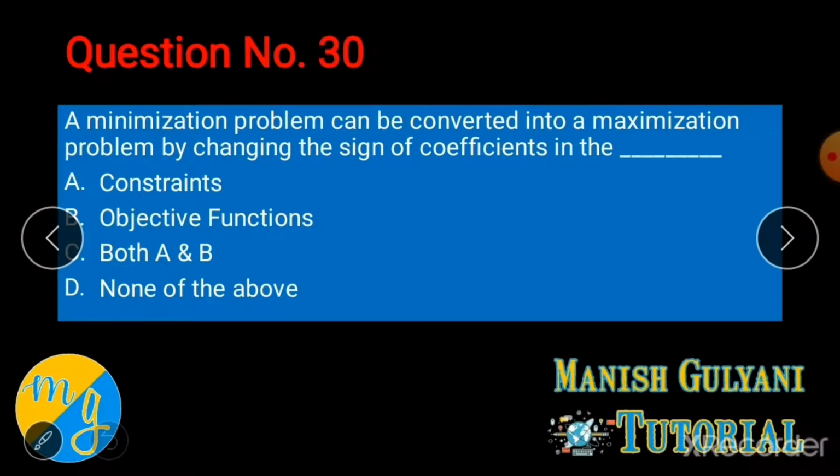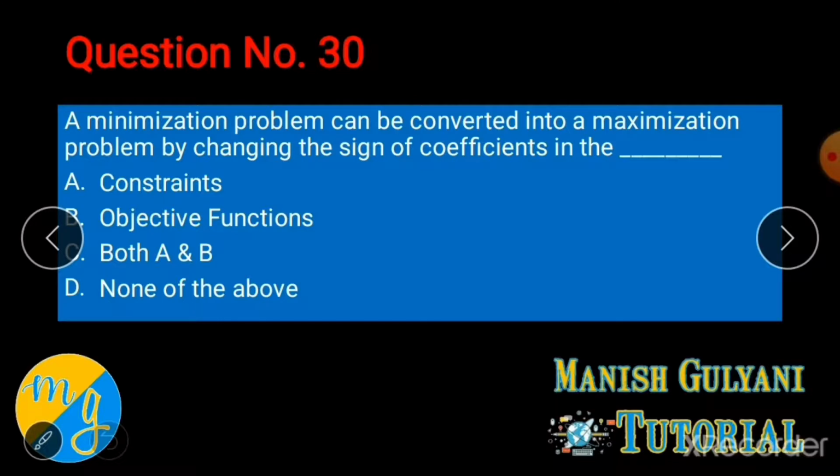Then question number 30: a minimization problem can be converted into a maximization problem by changing the sign of coefficient in the constraint, objective function, both A and B, none of the above. In LP, you have studied two problems, minimization case or maximization. Suppose you have to convert your minimization case into a maximization case. So you just have to multiply your objective function by minus sign.